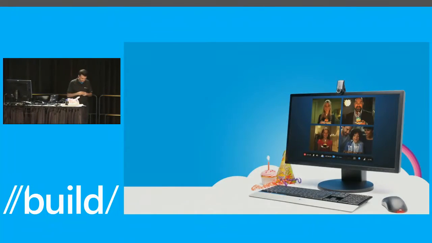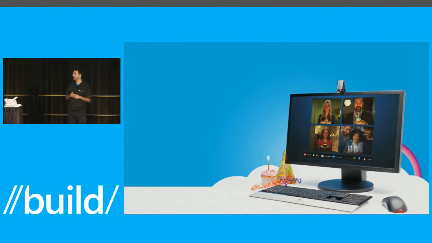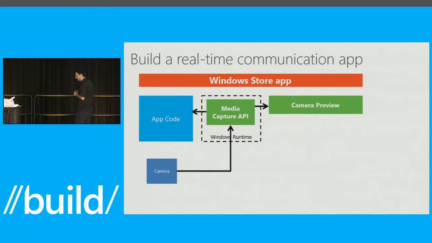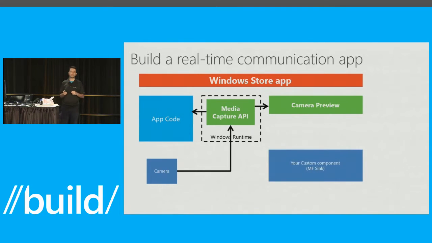Now, another scenario that would require some extensibility point is the real-time communication scenario. Let's see how that is, the topology for that. So pretty much the same thing. But instead of a media foundation transform this time, I would need to insert a media foundation sink.